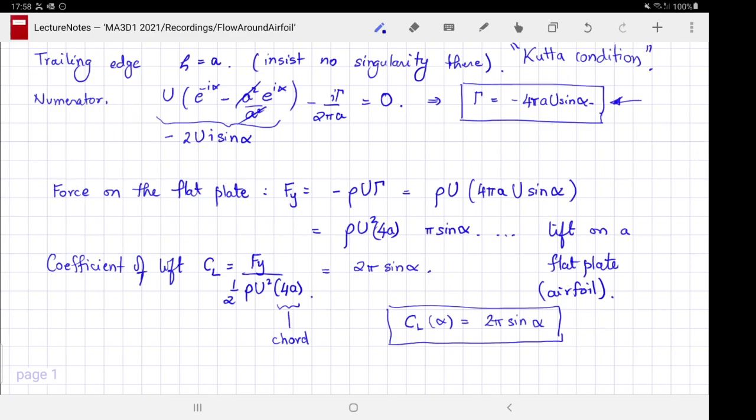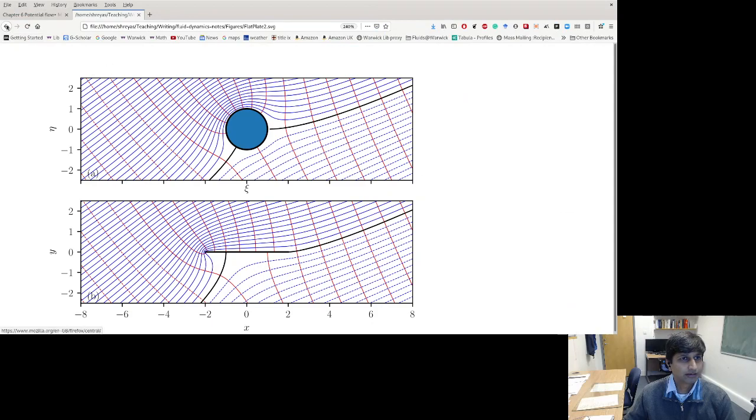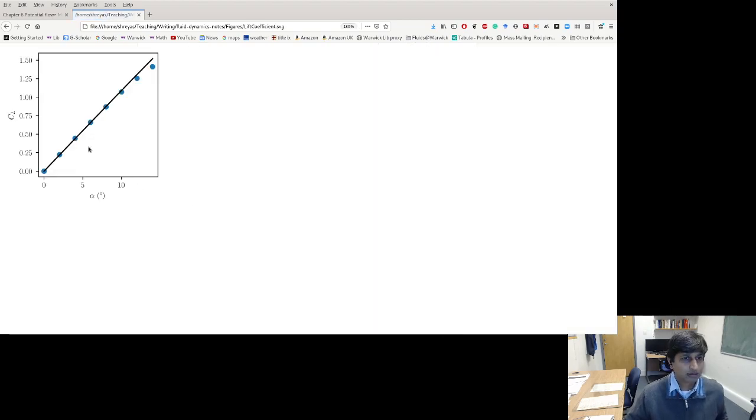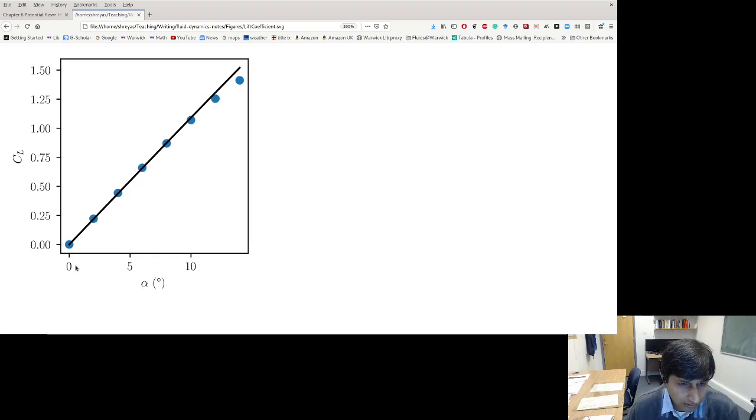And now I am going to show you what we get from the COMSOL simulation. Ta-da! Let me zoom in a bit. On the x-axis is alpha in degrees. On the y-axis is the lift coefficient calculated from this humongously complicated computation by COMSOL. Each of the blue dots is one angle of attack that was calculated by COMSOL. It takes a few minutes to do this in COMSOL, but you can imagine all the development that went into COMSOL also. And the black line here is our expression 2 pi sine alpha.